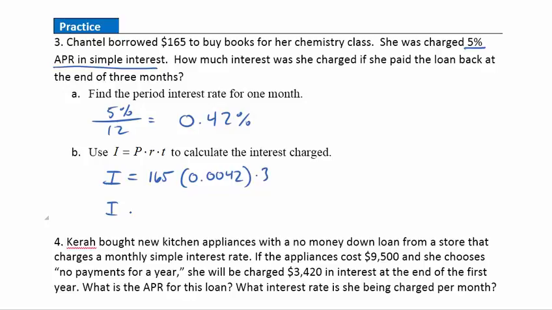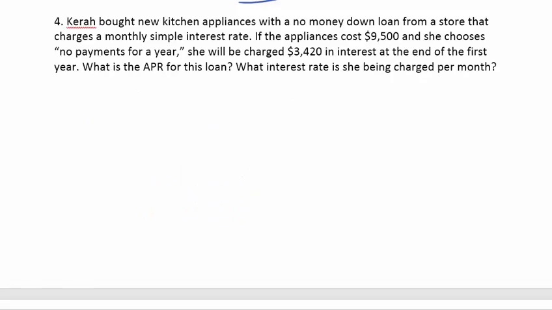165 times 0.0042 times 3. So the interest she gets charged here is 2.079. So let me show you what the number was here. 2.079. But I want to round that to the nearest cent here. So that's going to be $2.08.